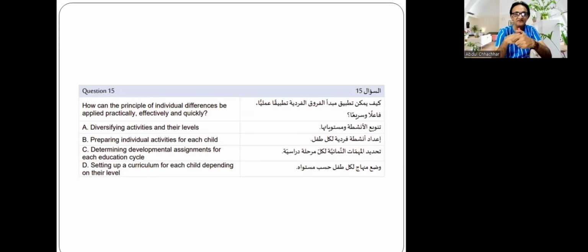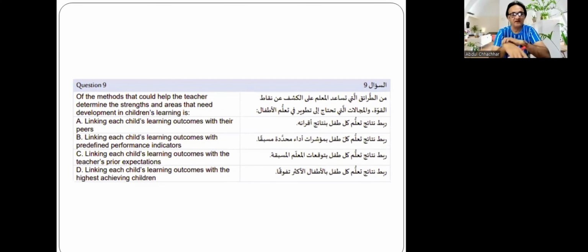In each classroom, we said that there are 3 levels of learning: lower, middle, and higher. Diversifying activities accordingly, this is what we call differentiated instruction. I hope this will give you a better understanding of that.